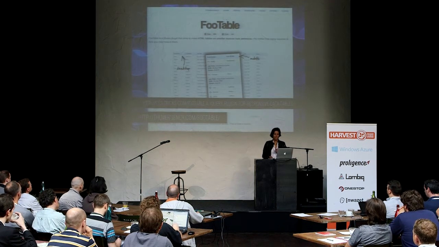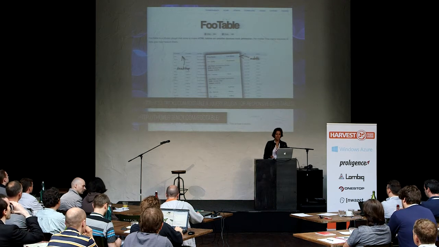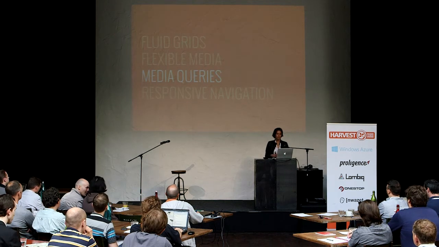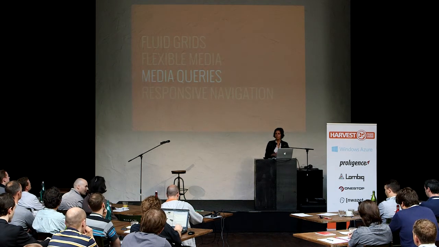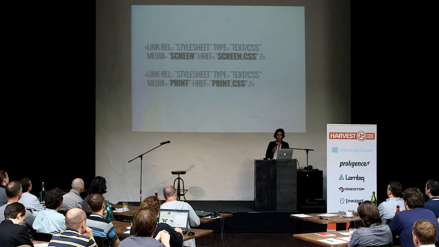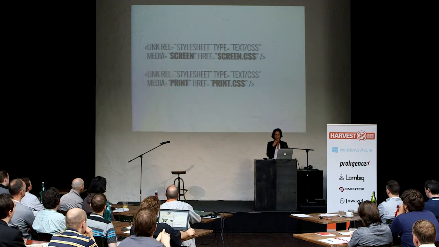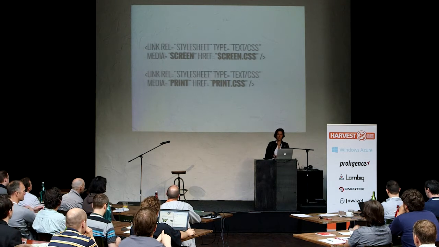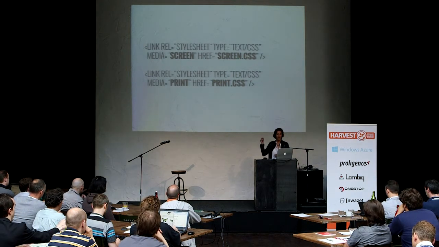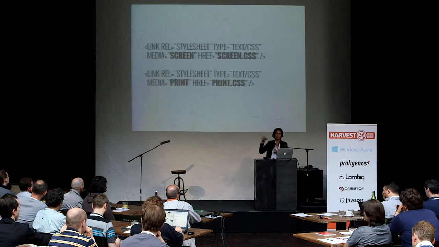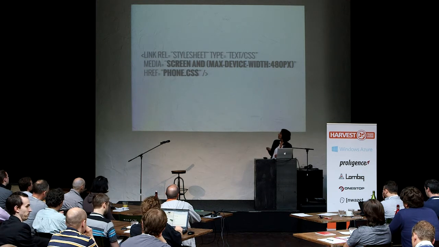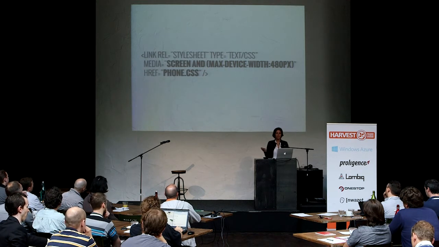Okay, so we talked about images, text, tables. And none of this would be possible without something that is probably very well known to most of you, which are media queries. Media queries are a CSS3 feature, but they were based on CSS2 media types. So back in CSS2, we have this way of saying, okay, I want to load a screen CSS or another CSS. And actually, right now, what we can do is do that based on the size of the screen.